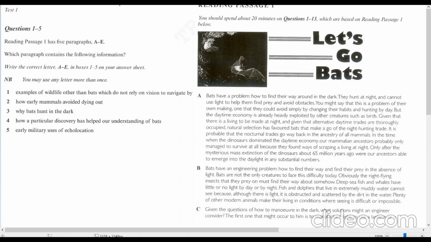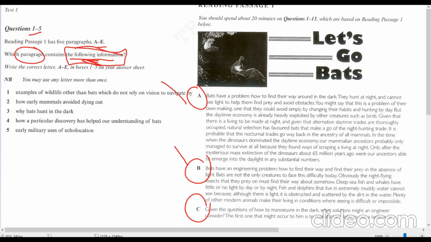So today we're going to tackle this type of questions. Questions 1 to 5, reading passage 1 has 5 paragraphs. Now, as you can see here, we have A, B, C, of course we have D and E as well. So what we have to do here is answer this question. Which paragraph contains the following information? Now you need to bear in mind that we're talking about following information. So this is a question about details in one of these paragraphs, or in each one of these paragraphs. This is not a matching for headings. This means that I might not use all these paragraphs.